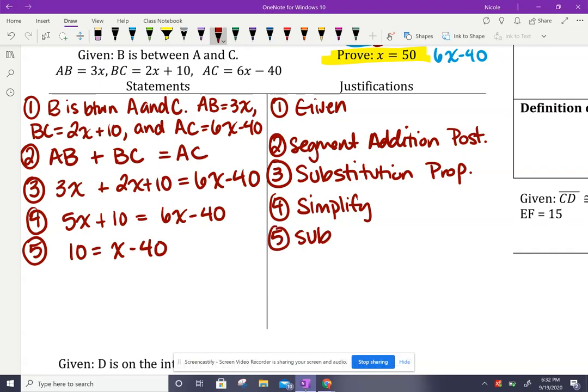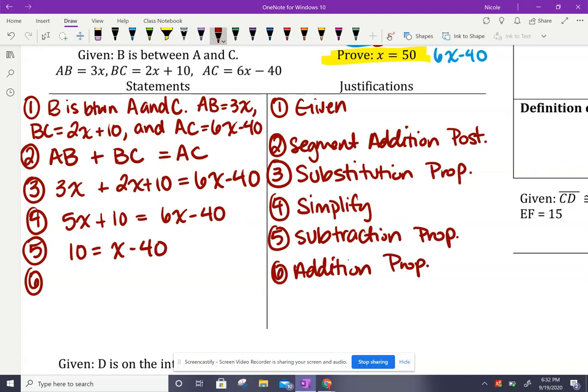And I used subtraction property. And then I'm going to add the 40 to both sides. So addition property. And so 40 plus 10 gives me 50 equals x. Now, I need to double check with my proof statement that's given to me above. It has the x on the left-hand side. So my last statement needs to have the x on the left-hand side as well. And what is our justification for switching sides? Remember that switch happens with symmetric property.